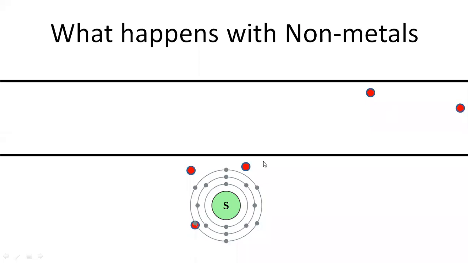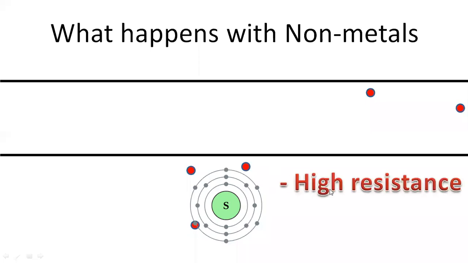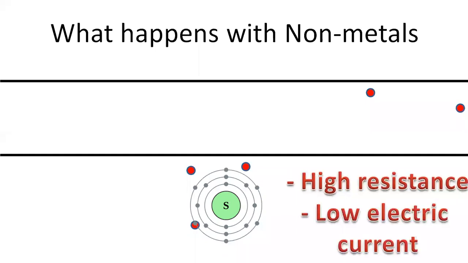So the main difference is that it has high resistance. Why does this sulfur, this non-metal, have high resistance? Because to begin with it had very few free electrons, and of those that were there, who attracted them? Sulfur. To begin with there were few, and who reduced them further? Sulfur. So that is the main reason that non-metals, that is sulfur, have high resistance. And high resistance means what? Low electric current.